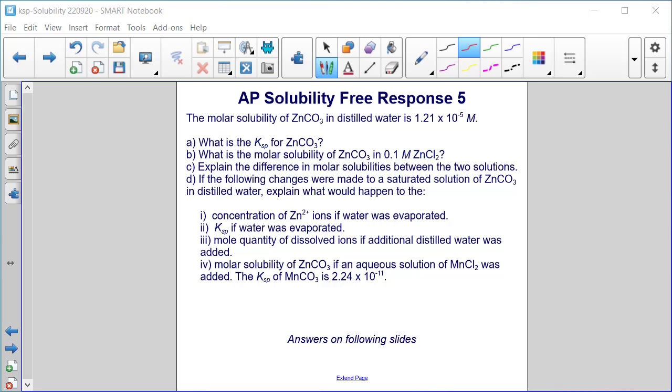D, if the following changes were made to a saturated solution of zinc carbonate in distilled water, explain what would happen to the concentration of zinc 2+ ions if water was evaporated, the Ksp if water was evaporated, the mole quantity of dissolved ions if additional distilled water was added, and finally the molar solubility of zinc carbonate if an aqueous solution of manganese chloride was added. The Ksp of manganese carbonate is 2.24 times 10 to the minus 11.